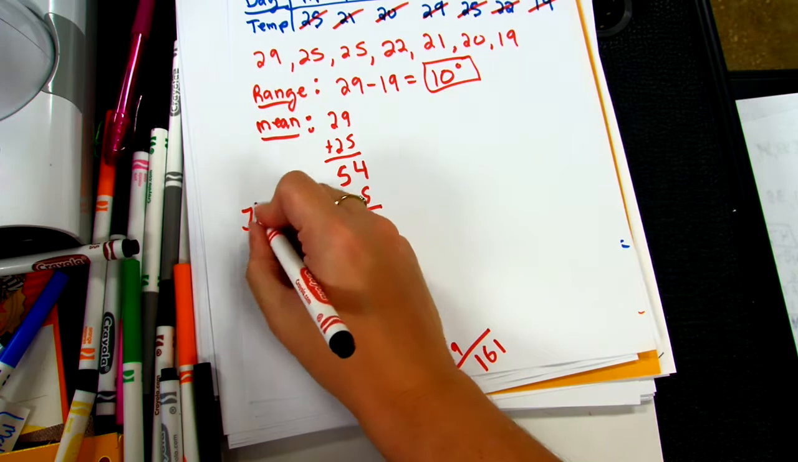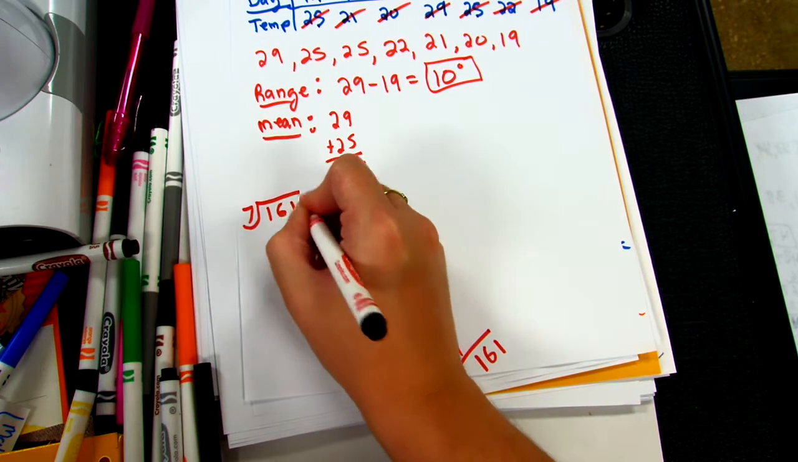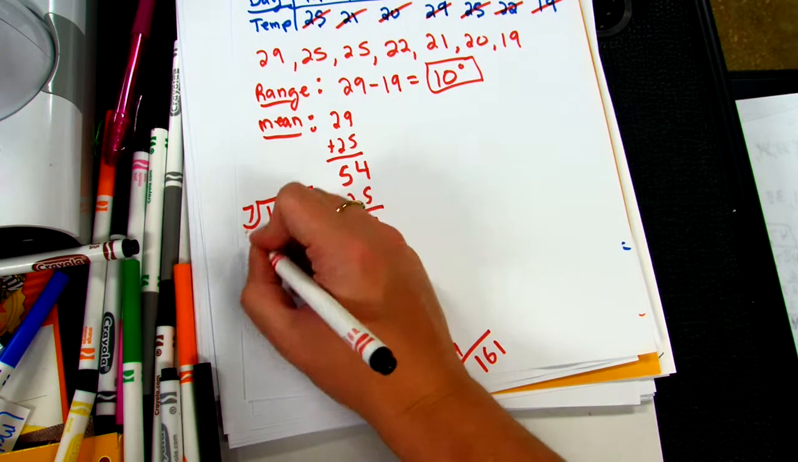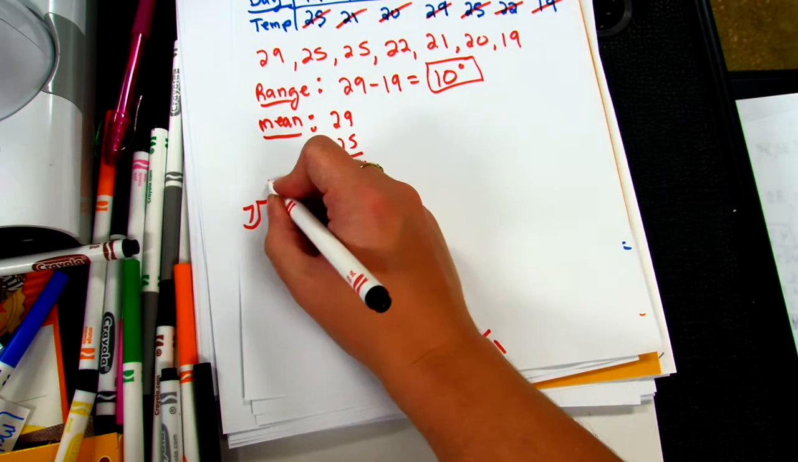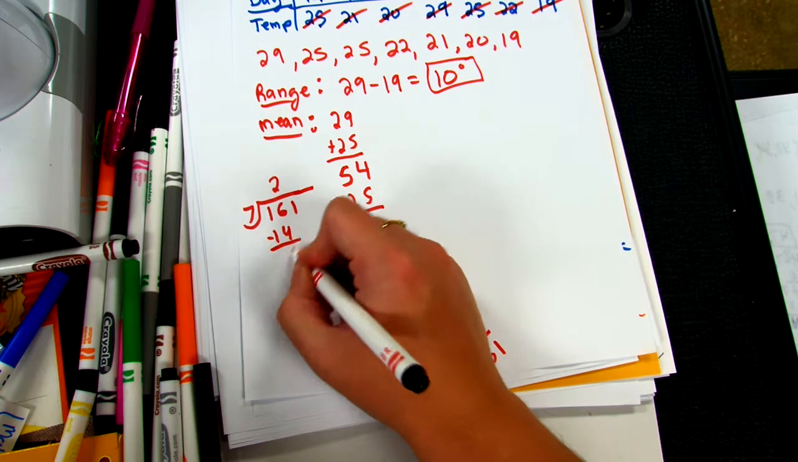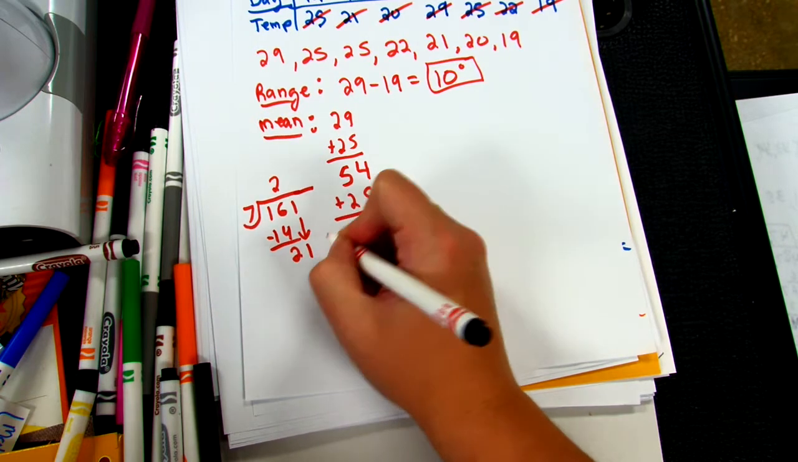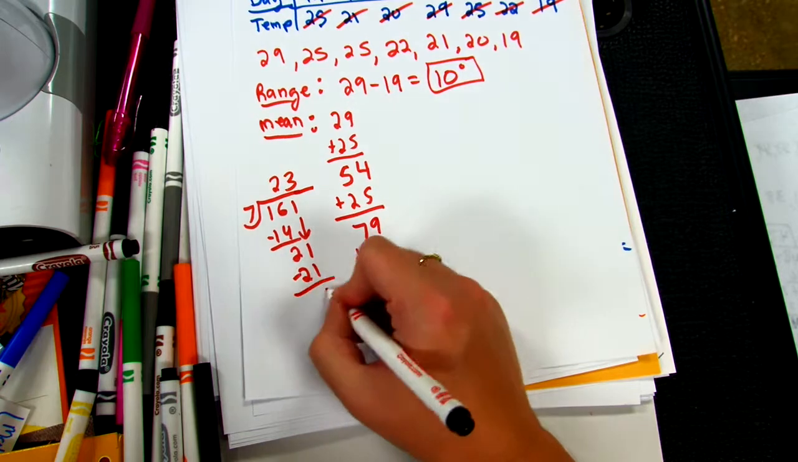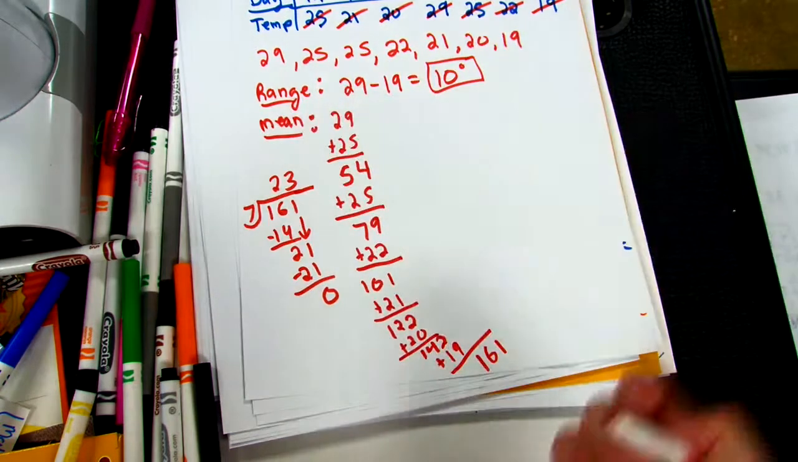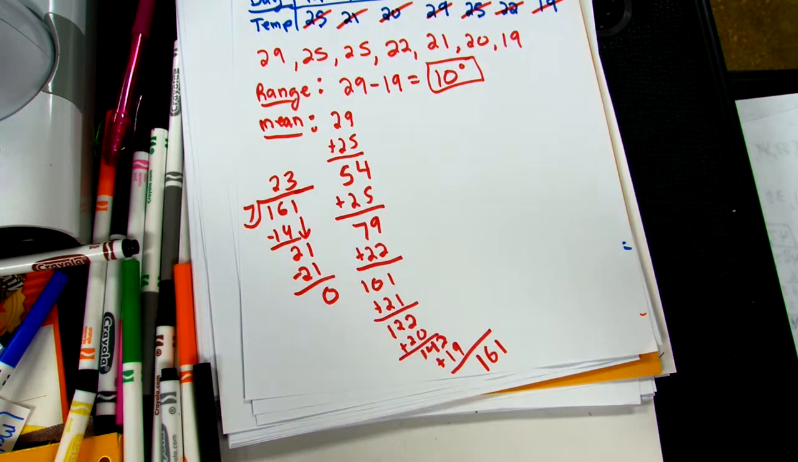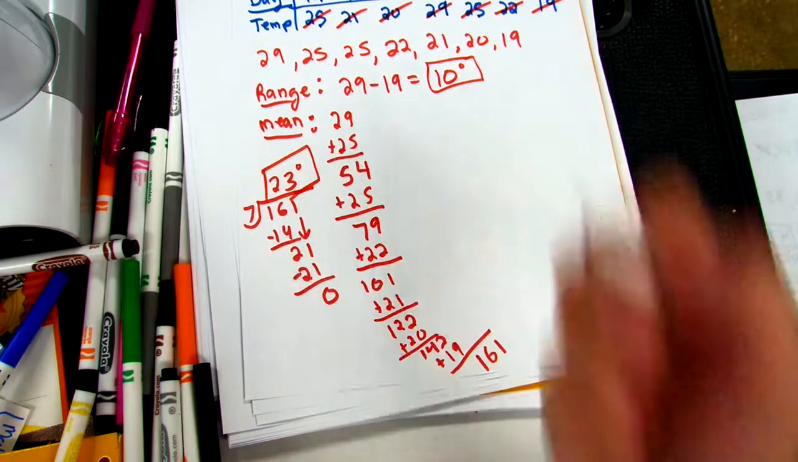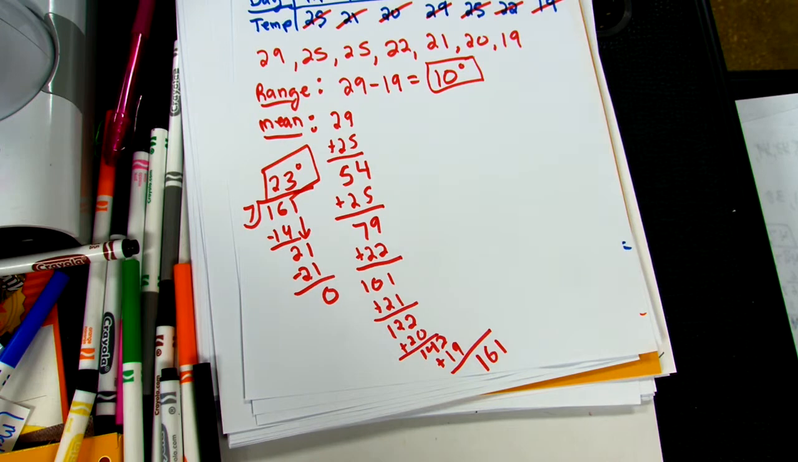And then we're going to take 161 and we're going to divide that by 7. Remember, we're going to round to the nearest tenth. Okay, so 7 doesn't go into 1, but 7 goes into 16 twice. And then bring down the 1. And then 7 goes into 21 3 times. Ooh, no remainder. We like that. So our mean, or our average temperature during the week was 23 degrees. That was the average temperature during that week.